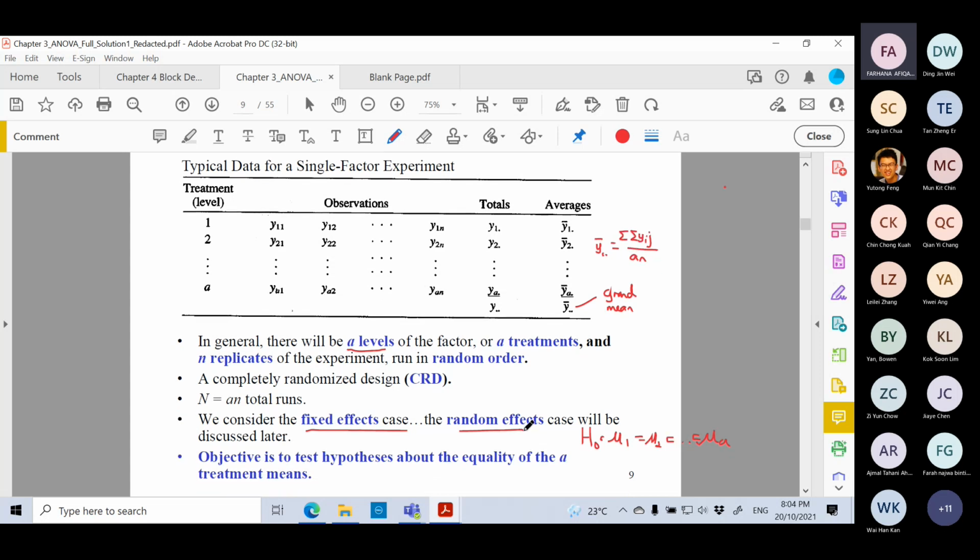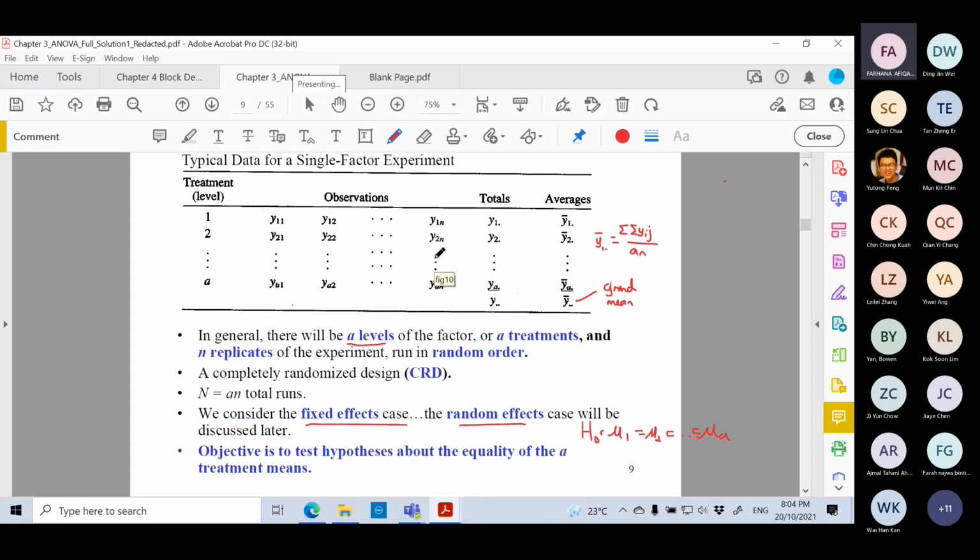Then we compare the means of each one right here. So let us see, after you know about this diagram, this table, then we will see how we are going to analyze it. Okay.